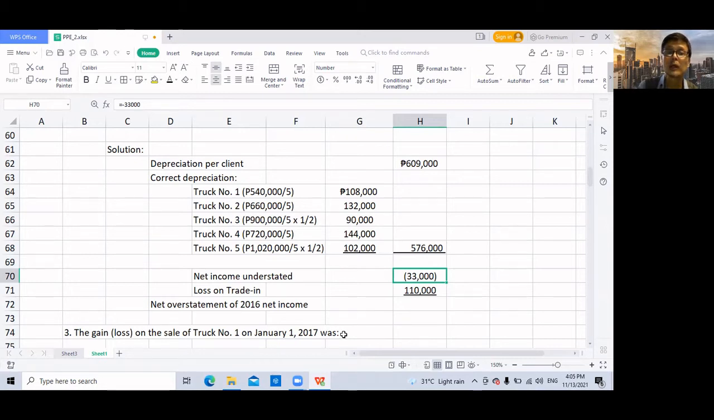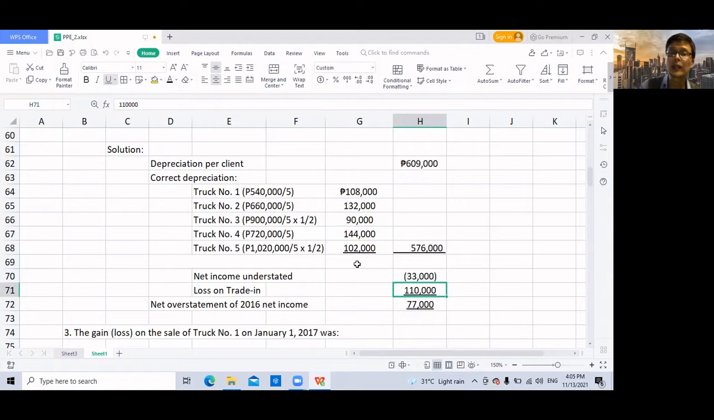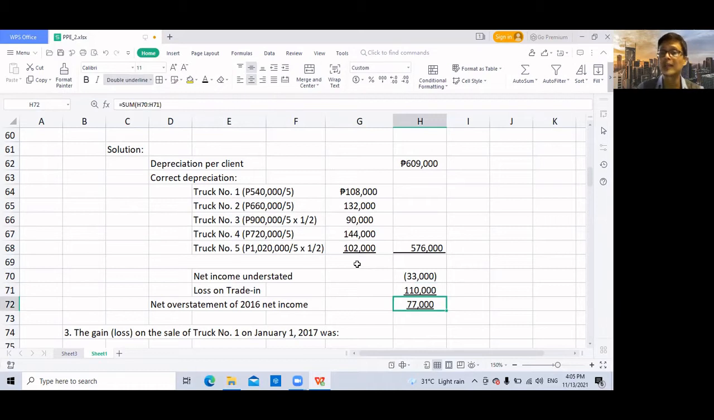Okay, now let's include the trade-in there. So there would be a net overstatement, because this trade-in was not recorded. This is what we computed in the previous one, in number 1. So in other words, 110,000 less the 33,000 will give you a net overstatement in net income of 77,000. Okay. Now let's proceed with question number 3.